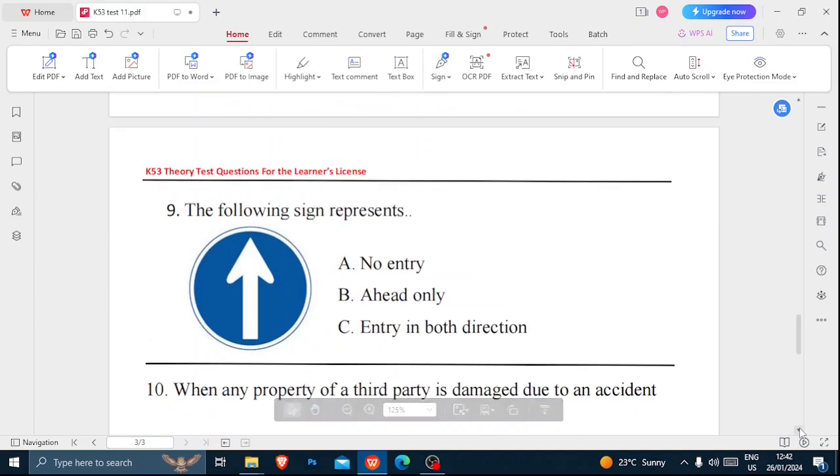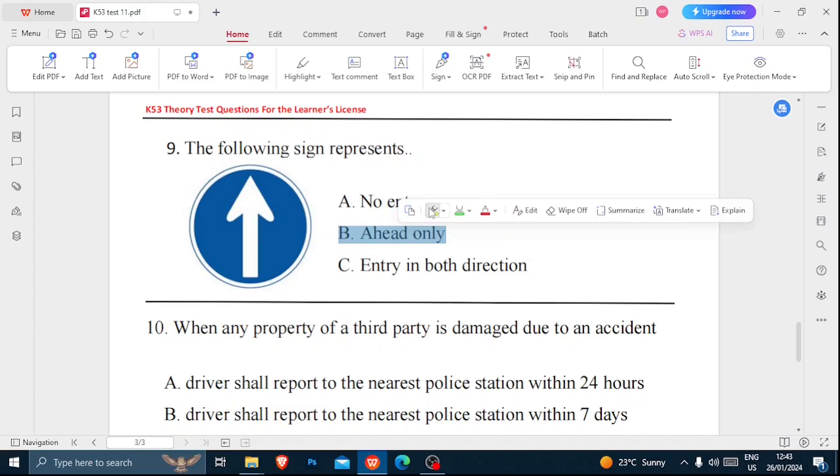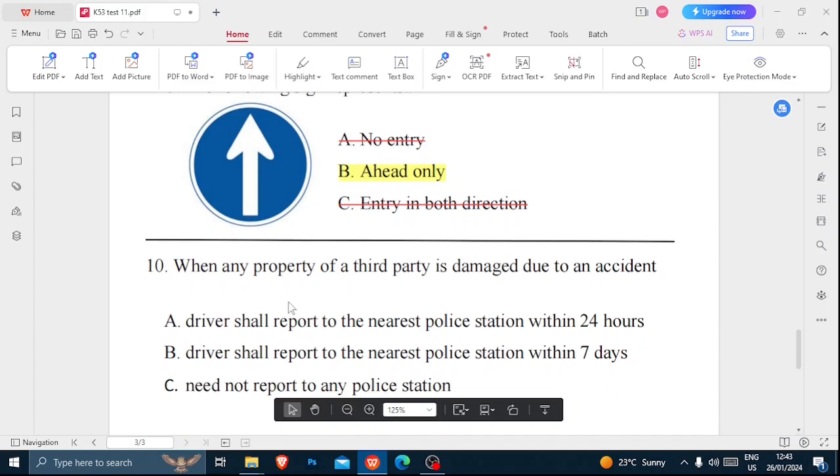Number 9. The following sign represents, here we have the sign, is it a no entry, or go ahead, or entry in both directions? So what do you think, guys? This one is what we call a go ahead only sign, so this one is the only correct answer there. So it's not a no entry, we'll talk about the no entry sign in more of our videos, right? Do stay tuned to get the full dose of all the road signs that we have. So let's look at number 10.